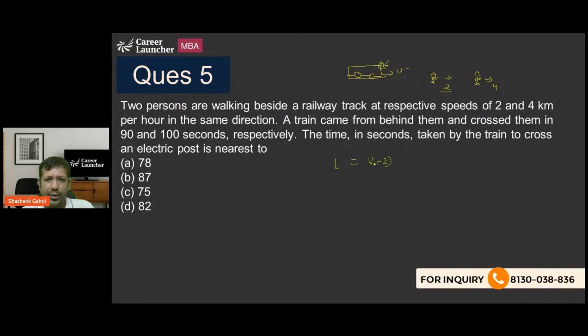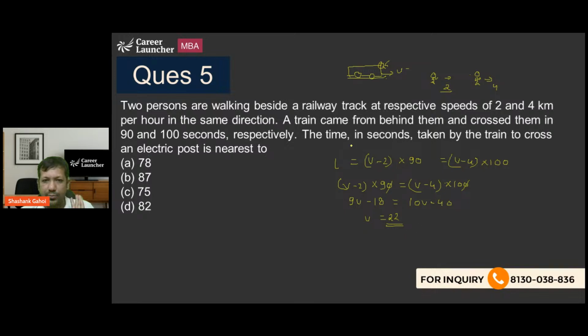What is the relative speed? V minus 2. Let's keep it in kilometer per hour only. The time is 90. When it is crossing the other person, the speed is V minus 4, relative speed, because the direction is the same. The time taken is 100. So it is V minus 2 into 90, equal to V minus 4 into 100. So this cancels out, and I get 9V minus 18 equal to 10V minus 40. So V is 22. The speed of the train is 22.